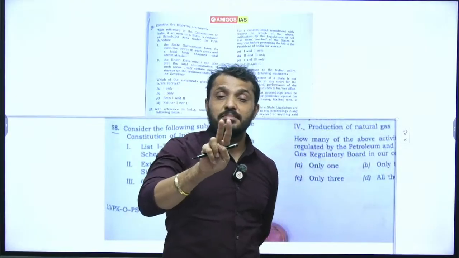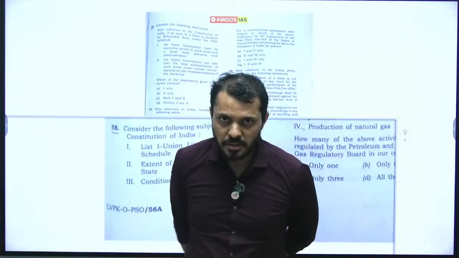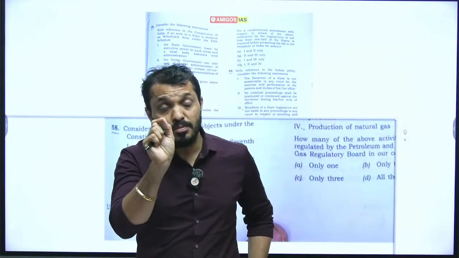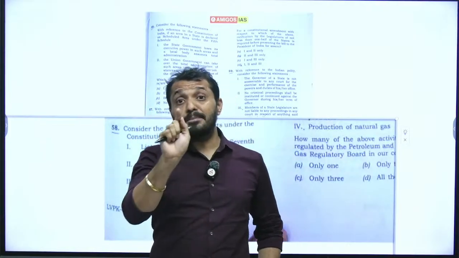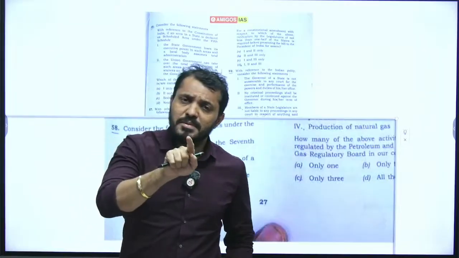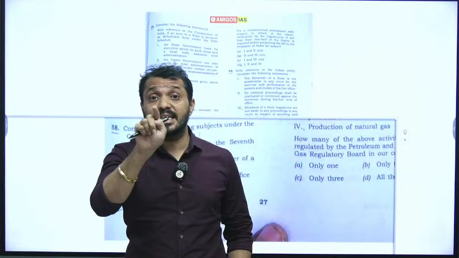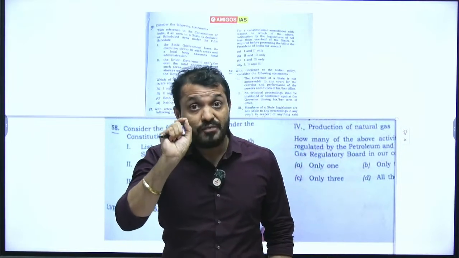That is type 2 special majority and type 3 special majority. Type 2 special majority is about 2 by 3 members present and voted should accept, and that accepted strength should be more than 50% of the total strength of the house. Next one is the type 3 special majority. Type 3 special majority is all about type 2 special majority plus 50% of the state assemblies should accept. Okay, that is only related to the federal matters.